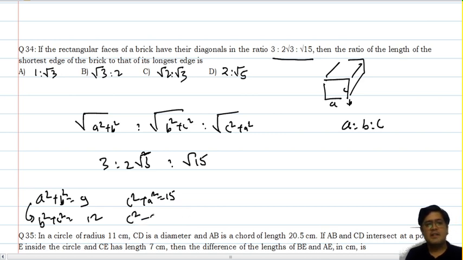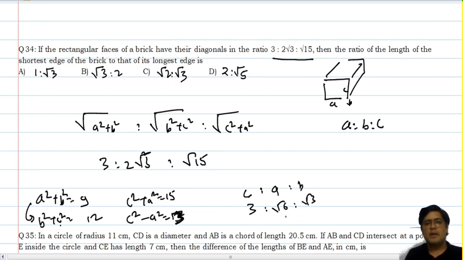I will have C² minus A² as 12. If I add both, C² as 9, so 2C² is equal to 18, C² is equal to 9, C is equal to 3. If C² is 9, A² will be 6, so A is equal to √6. Since C² is equal to 9, B² is equal to 3, so B will be √3.